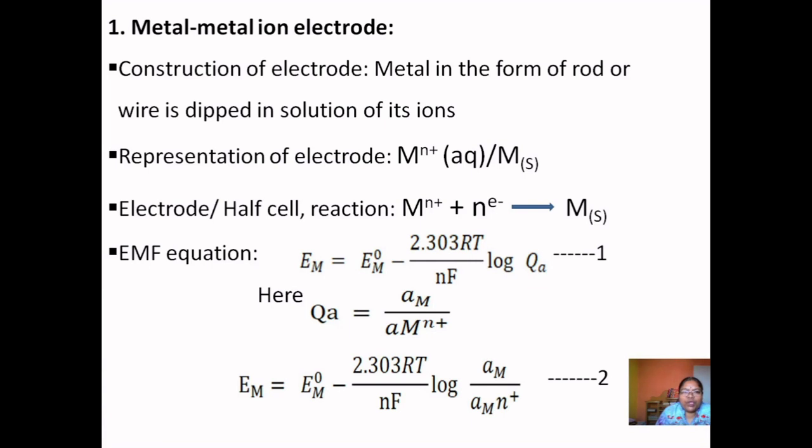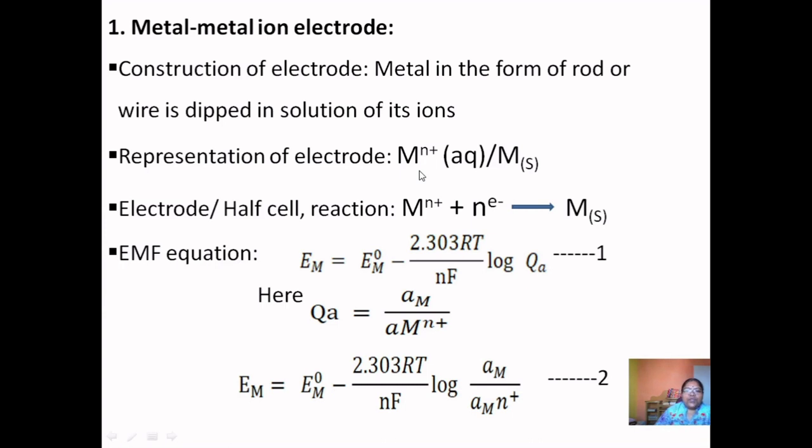Now we have to see these electrodes in a fixed format, that is how the electrode is represented, so we have to say representation of electrode. Then from that representation we have to write its electrode reaction, also called the half cell reaction. From that we have to write the EMF equation, that is the Nernst equation which we have seen. So from the reaction we can write that.